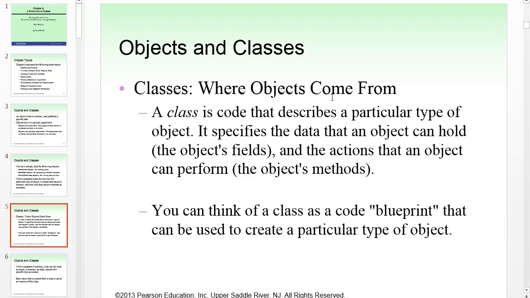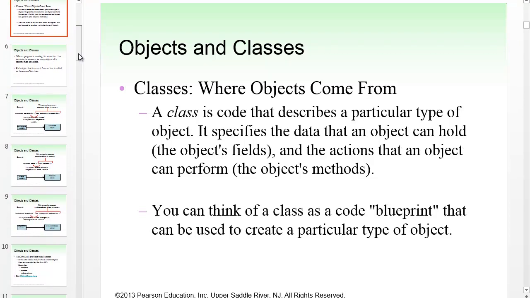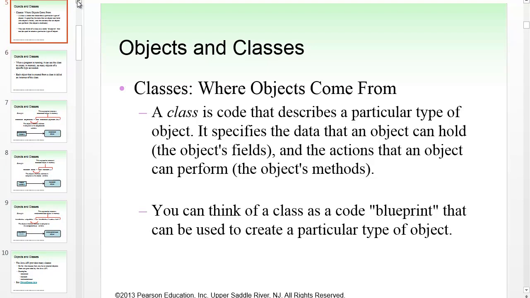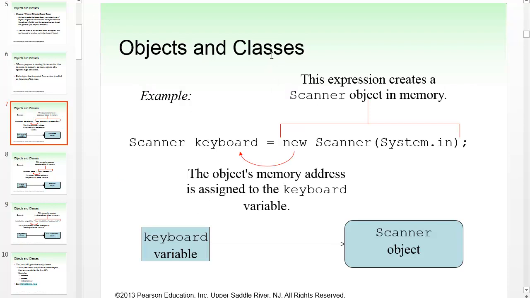You can think of the class as a code blueprint that can be used to create the particular type of object. If you have a blueprint of a house, you don't live in the blueprint, you live in the house. So the house is like the object, the blueprint is the class. When a program's running, it can use the class to create in memory as many objects of a specific type as needed. Each object that is created from a class is called an instance of the class. So if you ever hear the terms class instance or object, they're the same thing.